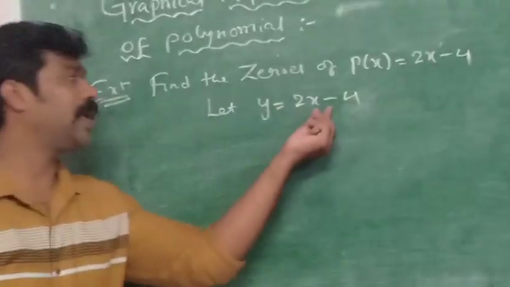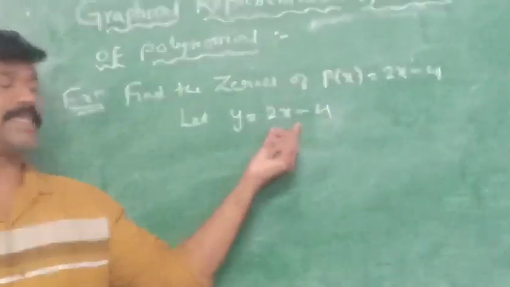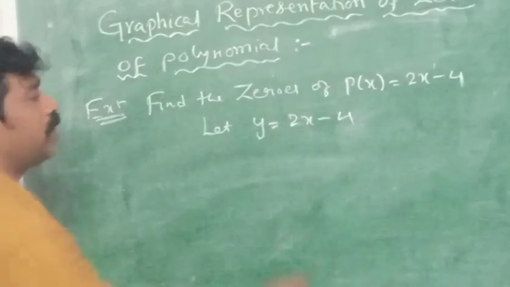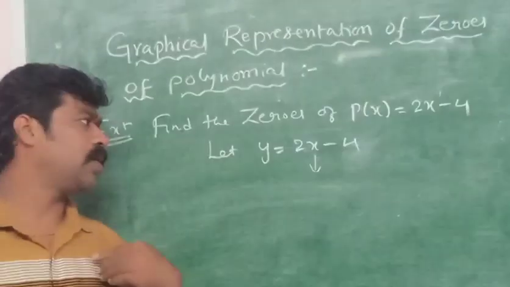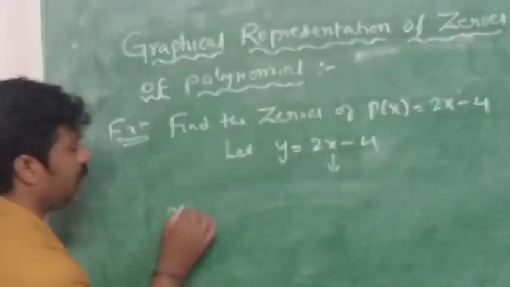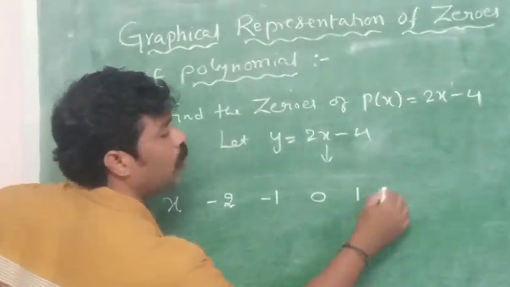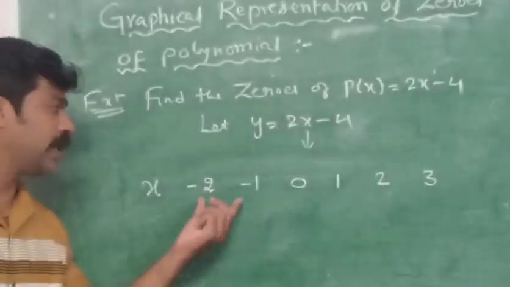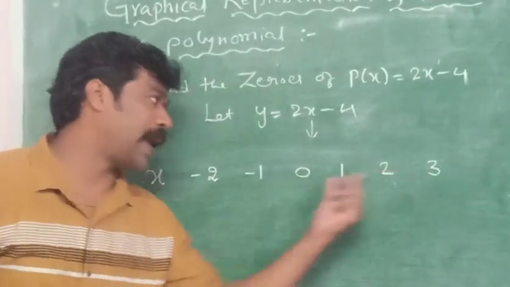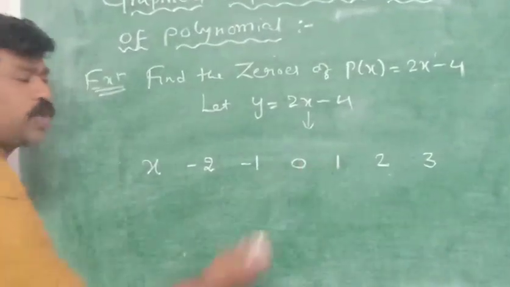Now here we don't know x and y. If we know the x and y values, then we can draw the graph. So to get the coordinates, we have to take assumed values for x. We can take any value for x. Here I am taking x values as -2, -1, 0, 1, 2, and 3. In place of x, I am substituting some negative values, positive values, and 0.